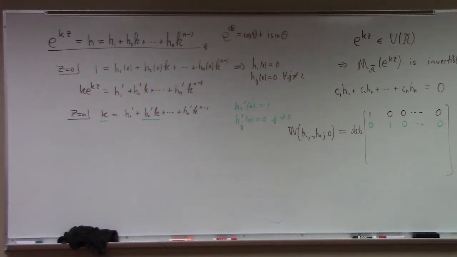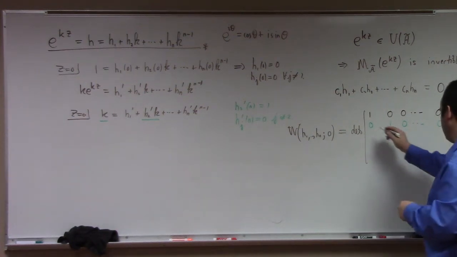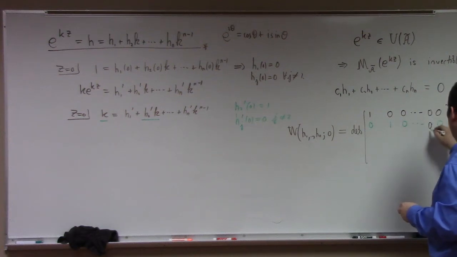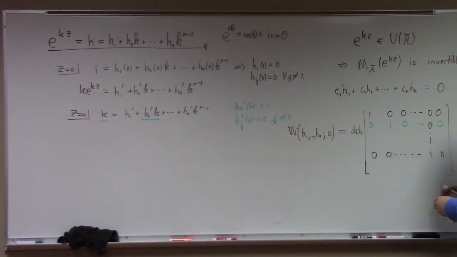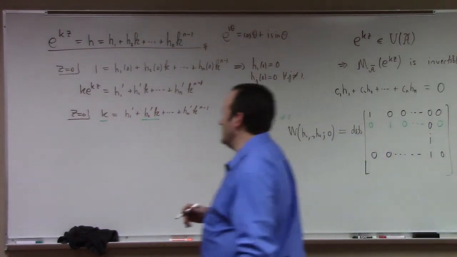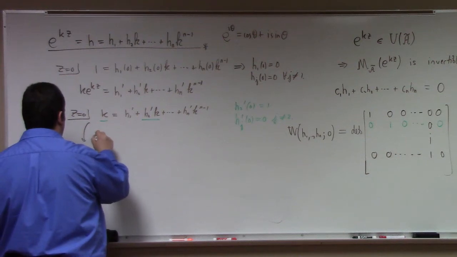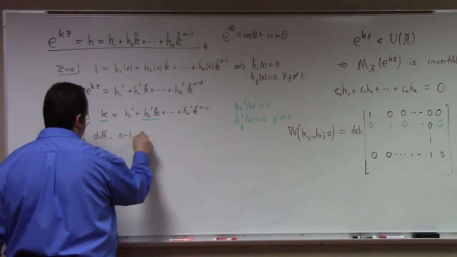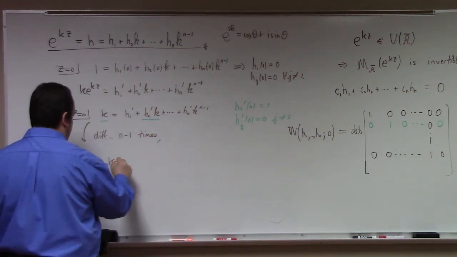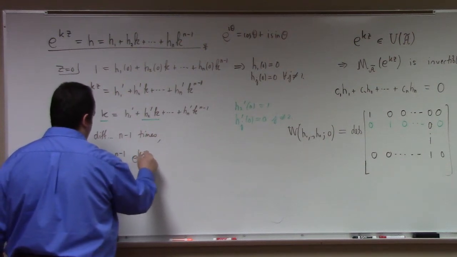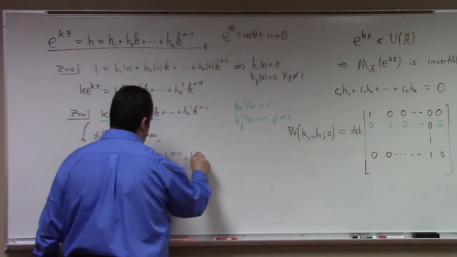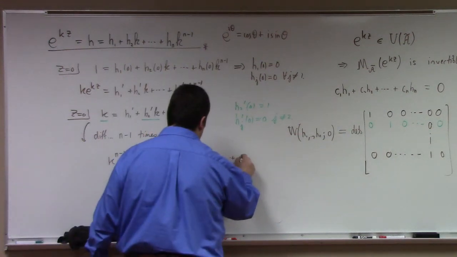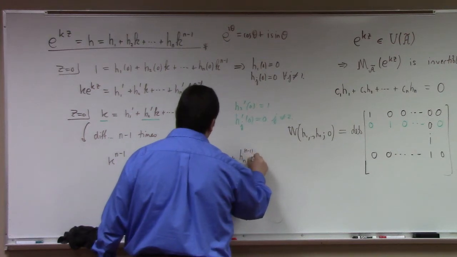I've got to be a little bit careful about what happens at the end of this. I think it's fairly clear that this will continue right up until the last row. Let's think about that very last step a little bit. We would have already differentiated how many times? n minus 1 times. So what would that do? We would have k to the n minus 1 times e to the kz equal to h1, the n minus 1th derivative, plus h2, the n minus 1th derivative, times k, plus ... plus hn, the n minus 1th derivative, times k to the n minus 1.